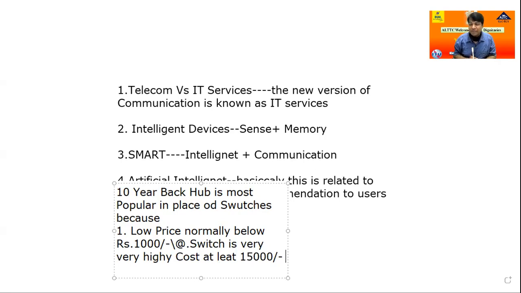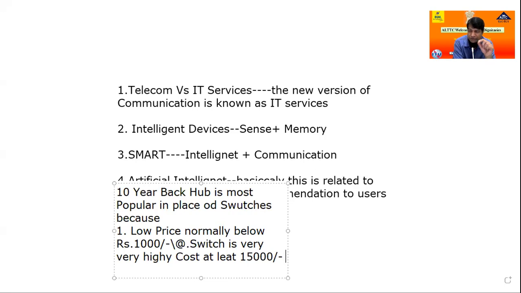But in today's time, the hub is nothing; in any location you can see switches everywhere, because in the cost of a hub, we can use a switch today. Switches are normally available now at 400 rupees, 500, 1000, 2000, 10,000. So today we can see switches everywhere.